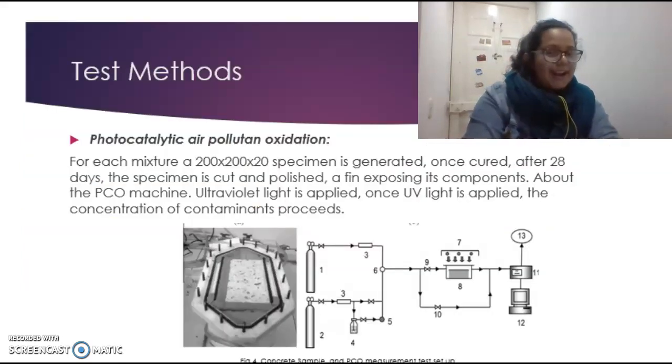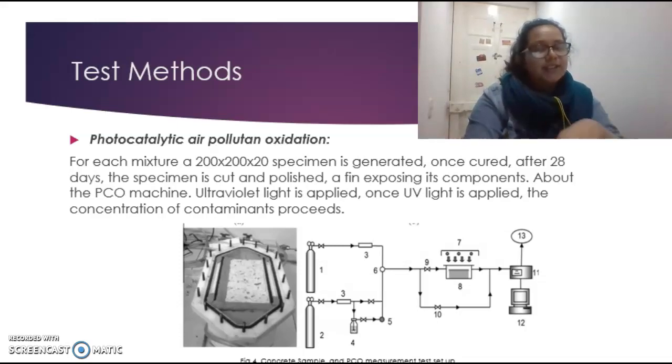Four. Photocatalytic air pollutant oxidation, PCO. To demonstrate the effectiveness of the photocatalytic titanium oxide in relation to glass particles, 12 different mixtures are obtained, 6 reference and 6 with glass aggregates. Nitrogen oxide concentration and ultraviolet light are applied.